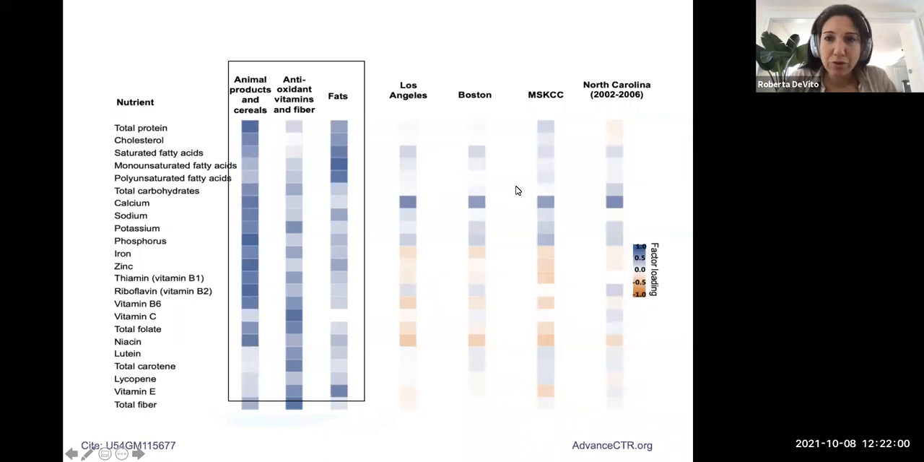But of course, they also have their own characteristics, like in MSKCC, we have some orange here with the riboflavin and so on. So they also have some differences.